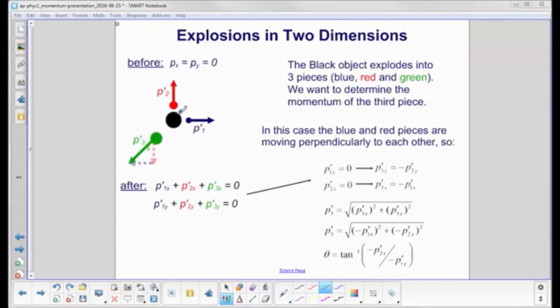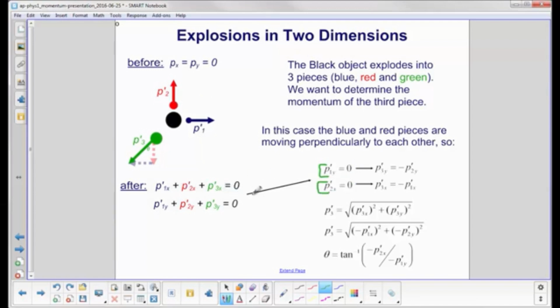We have the initial momentum of this object in the center is 0. So Px has to equal Py, which equals 0. It then explodes, and we know the momentum of P prime 2 and P prime 1. P prime 1 is only in the x direction, so right over here it shows that its y component is 0. P2 prime has no momentum in the x direction, so that's equal to 0.